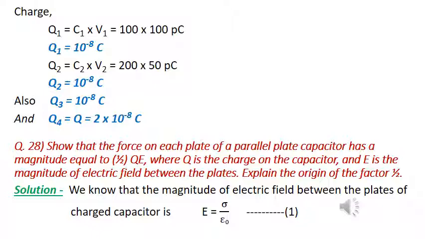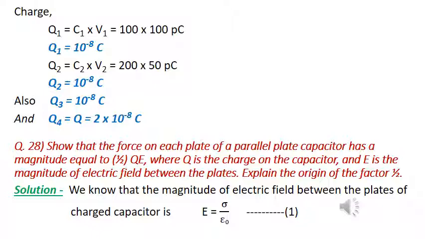Next question is question number 28. Show that the force on each plate of a parallel plate capacitor has a magnitude equal to 1 by 2 Q into E, where Q is the charge on the capacitor and E is the magnitude of the electric field between the plates. Explain the origin of the factor half. Here in this question, we have to prove that the force on each plate of a parallel plate capacitor due to the other plate of the capacitor is equal to half Q into E, and also explain the origin of the factor half in this formula.